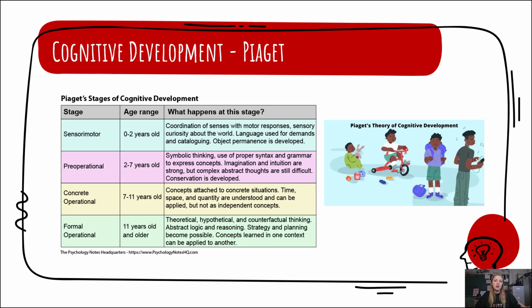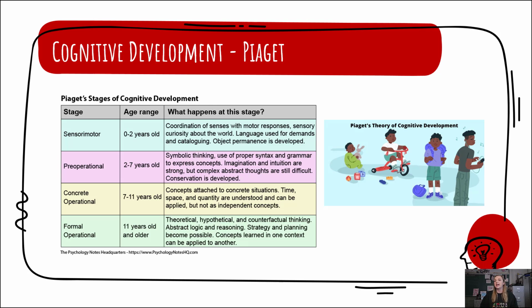During this stage, children also lack what we call conservation. Conservation is the idea that an object will keep its mass even though its shape is changed. So an object or a liquid will keep its mass or its volume even if the shape of that object or liquid is changed. So for example, if I have a very tall glass and a wide, shorter glass, and they both have the same amount of water in them, the child does not understand that those two glasses of water have the same amount of water.